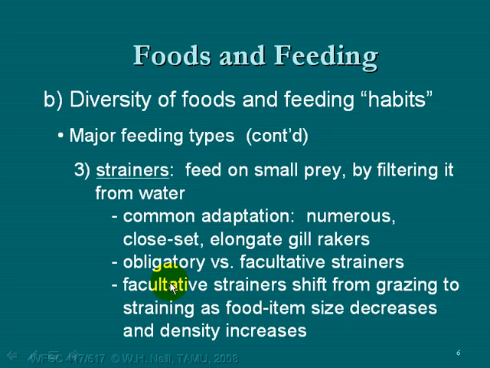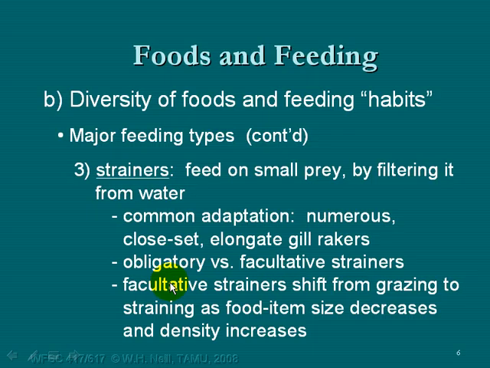Third category, strainers. Strainers feed on little bitty things, dense distributions of small prey, by filtering it from the water. And one of the common adaptations of these fishes is that they have basically sieves made from their gill rakers. They have close-set, elongate gill rakers, and they take water in and expel the water through their gill rakers, retaining whatever is to be eaten from that material.